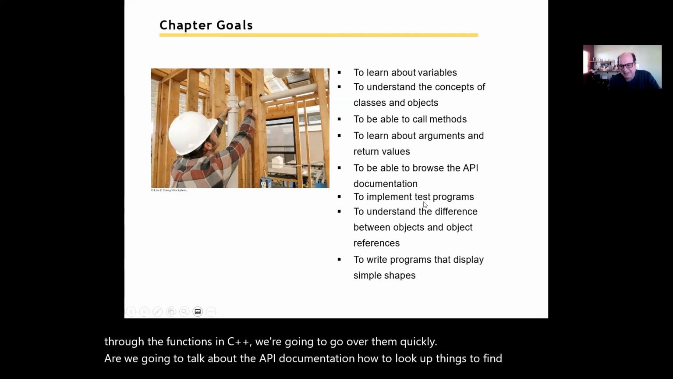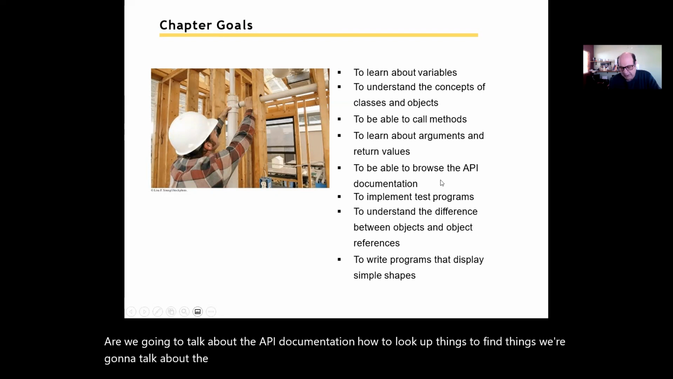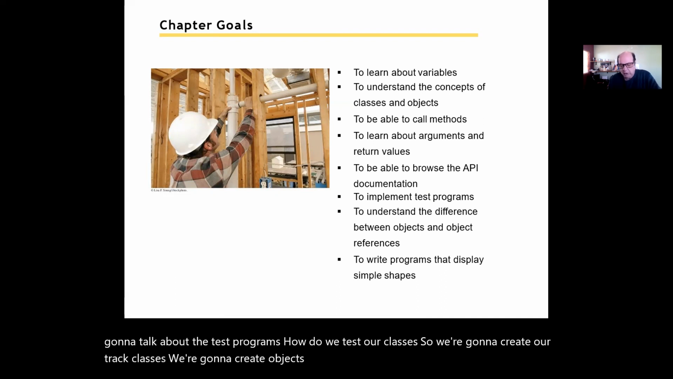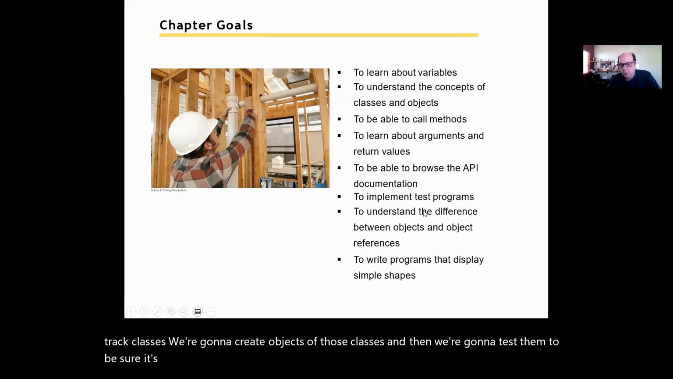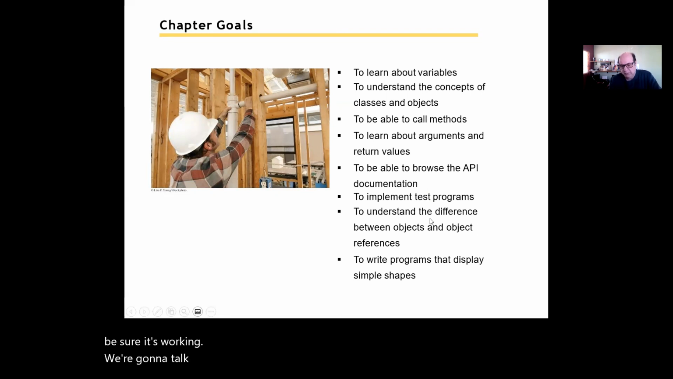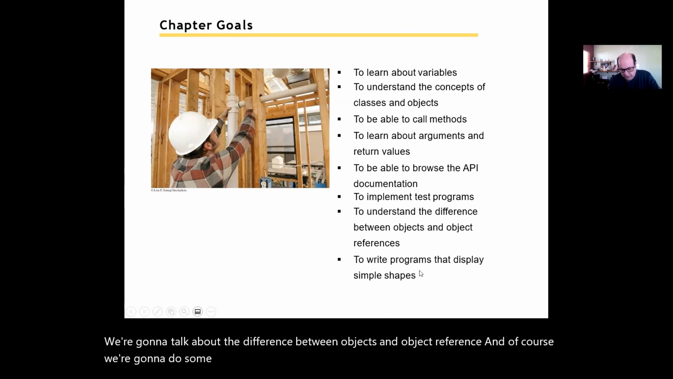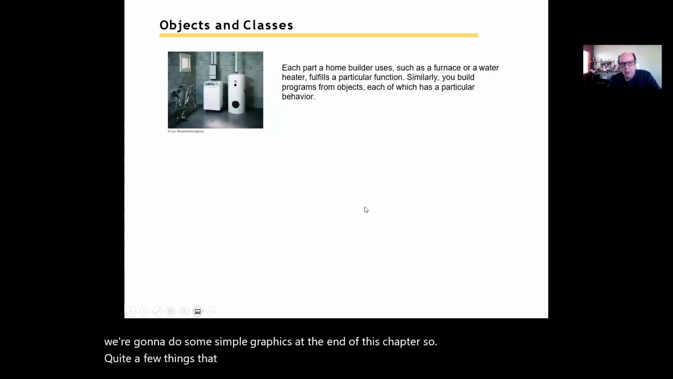We're going to talk about the test programs. How do we test our classes? So we're going to create our classes, create objects of those classes, and then test them to be sure it's working. We're going to talk about the difference between the objects and object reference. And of course, we're going to do some simple graphics at the end of this chapter. So quite a few things that we need to go over.